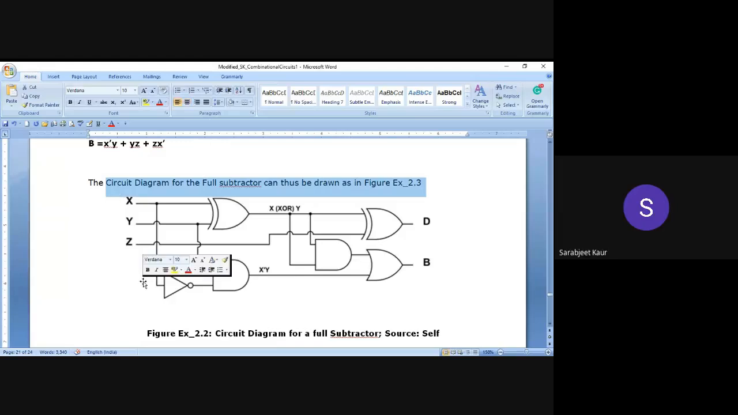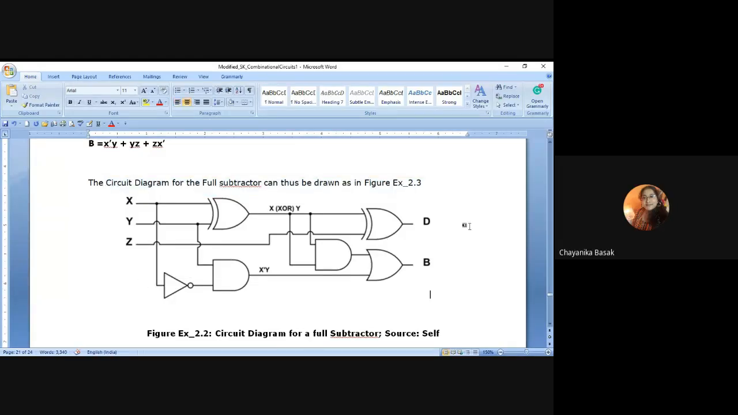Ma'am, in this diagram, shouldn't there be three AND gates? Yeah, as we had drawn yesterday. Right. Now, there was a reason why we had seen this same diagram for the full adder also. You remember yesterday? There is a reason.